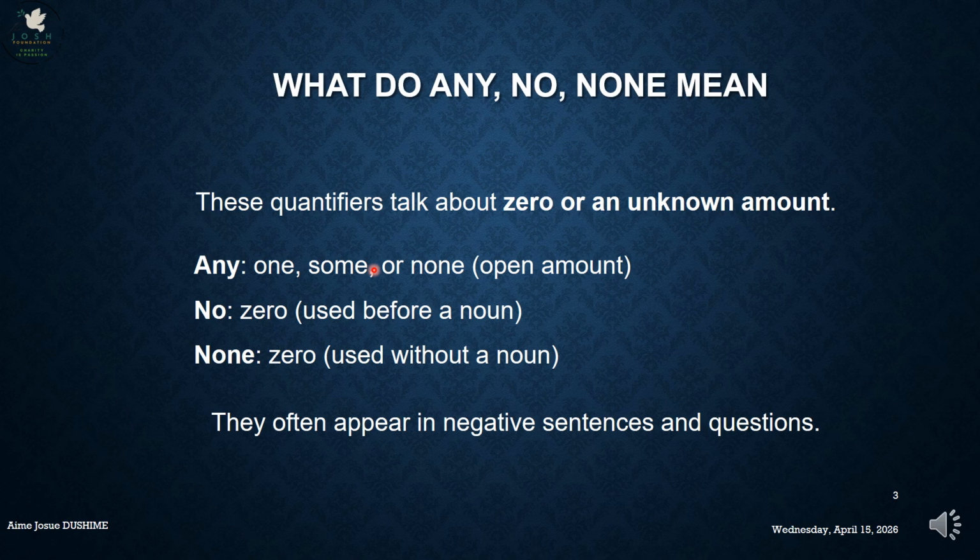But when I say no, it means zero. We use it before a noun when you use no. No pen, no cow, no cat, no pig, no whatever noun you might put there. But when I say none, none is also zero, used without a noun. When I say no, I should put a noun. When I say none, I don't need to put any noun. They often appear in negative sentences and questions. Any, no, and none are likely to appear in questions and in negative sentences.